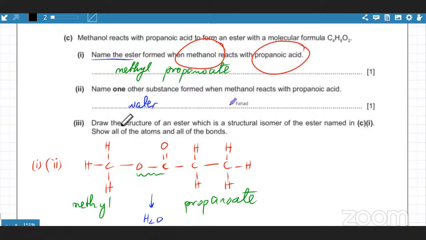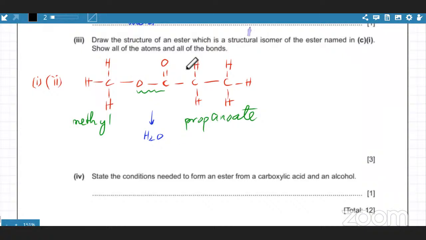Now moving to part 3 of the question, which states: draw the structure of an ester which is a structural isomer of the ester named in C1. We need to draw an isomer of this. So an isomer, it's still an ester. Remember, he's talking about drawing an ester. What I'm simply going to do is mark the atoms that I'm going to change in blue. The ester link, this side had 3 carbon atoms and this side had 1 carbon atom.